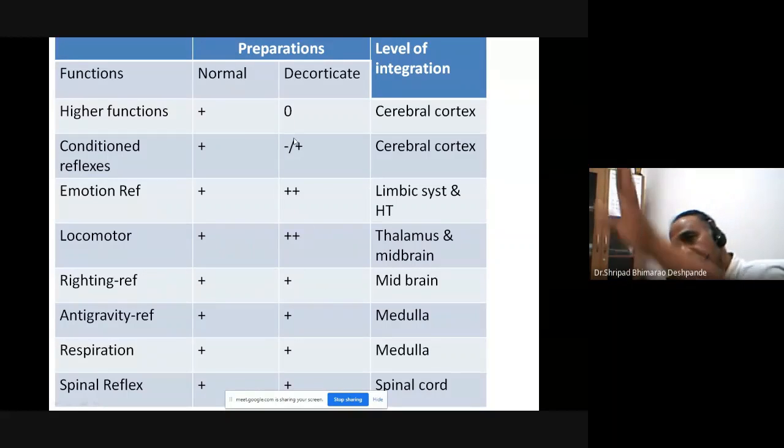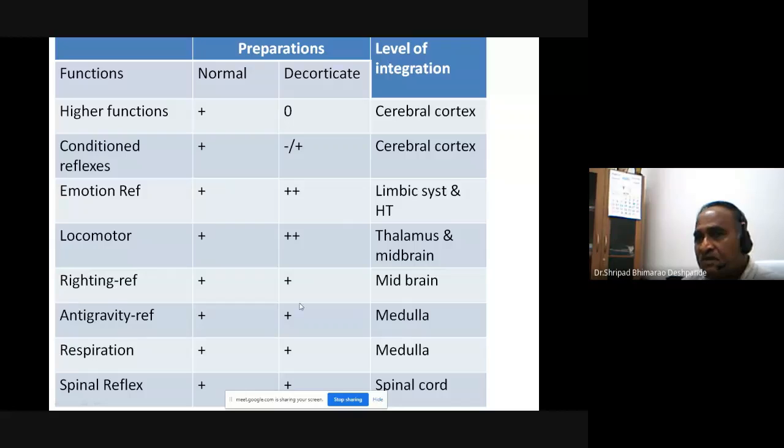Now I want to add on, this is what I had taken from Genong. Even the righting reflexes, there will be certain changes. I may want some plus or additional features in the righting reflexes. Here, only the optic righting reflexes are lost in the decorticate preparations, but the remaining midbrain righting reflexes do remain. And anti-gravity reflexes are slightly exaggerated because of the inhibitory component. I will come back to that. The respiration is not altered, absolutely. Spinal reflexes may be exaggerated.